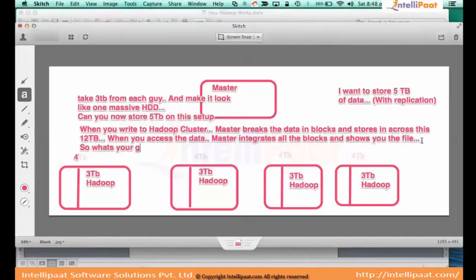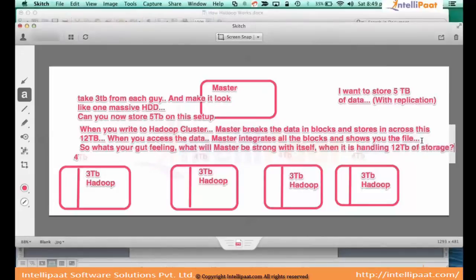So what's your gut feeling? What will the master be storing with itself when it is handling 12 TB of storage? Any thoughts? I think from what you're saying, the whole data storage is outside the master. Exactly.